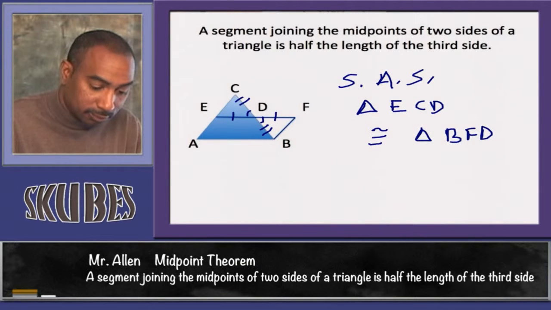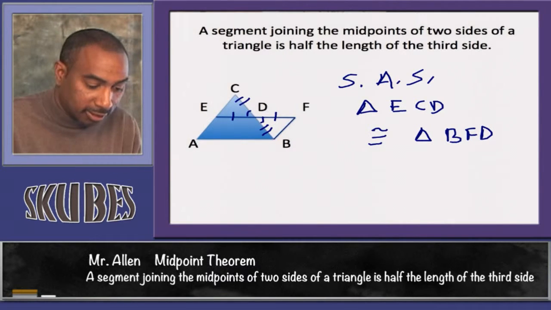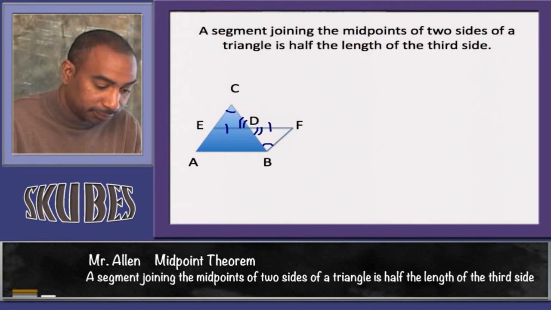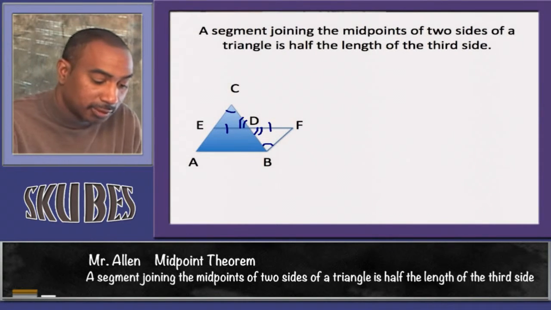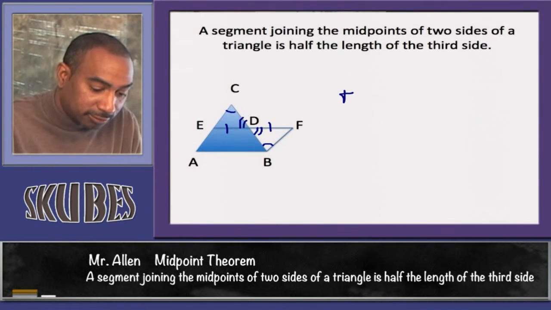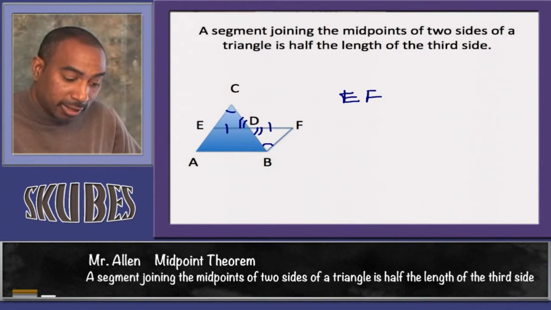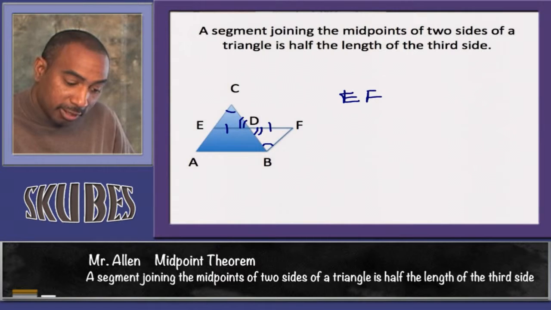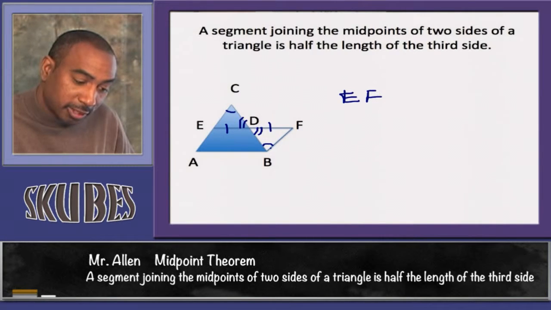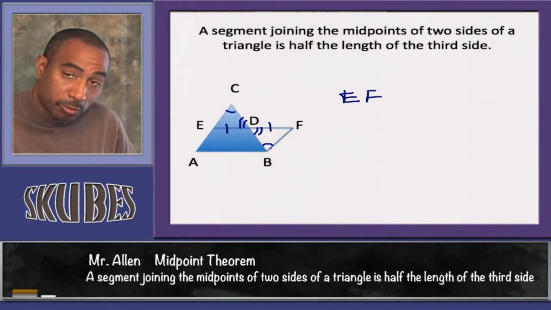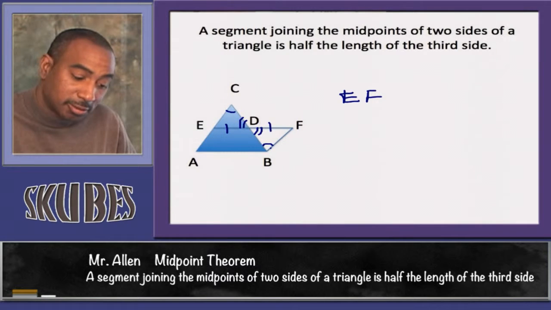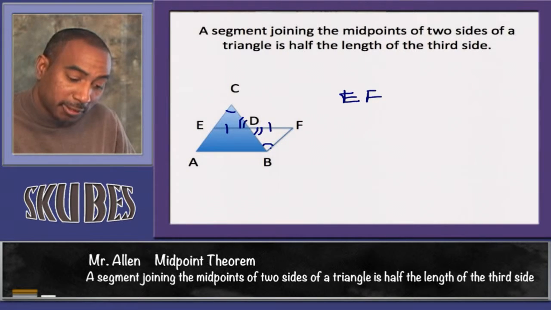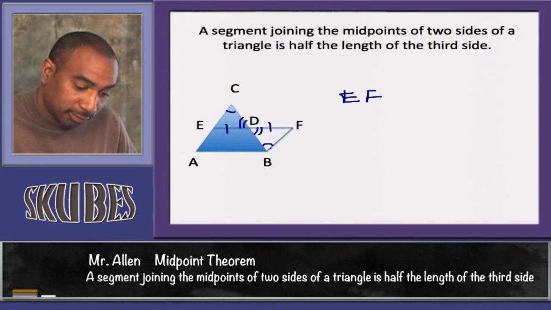So I can now state this. Since we know this, I can say that EF, since corresponding angles are congruent, I know that this angle B is congruent to angle C. And since corresponding angles are congruent, that means these two lines must be parallel. So EF is the same as AB.